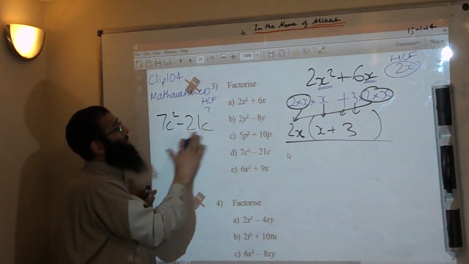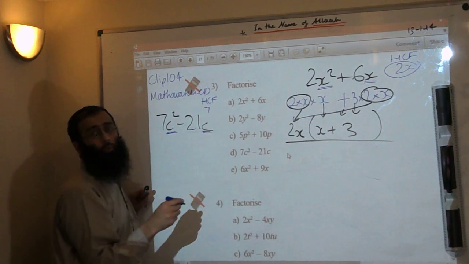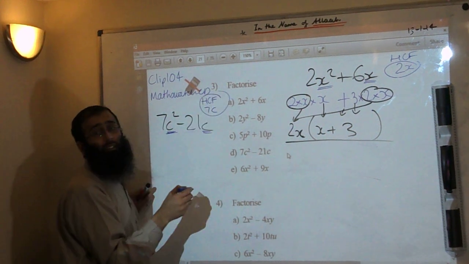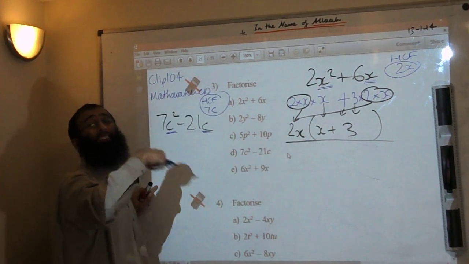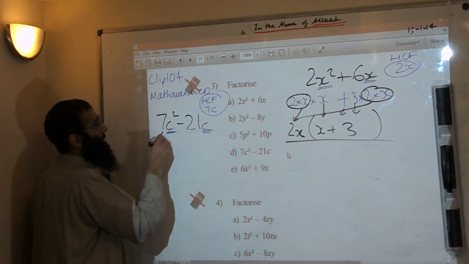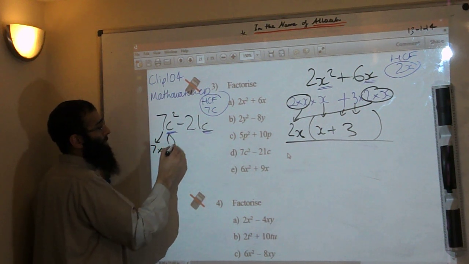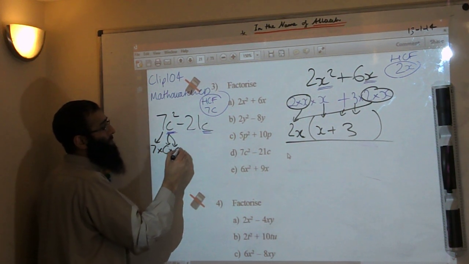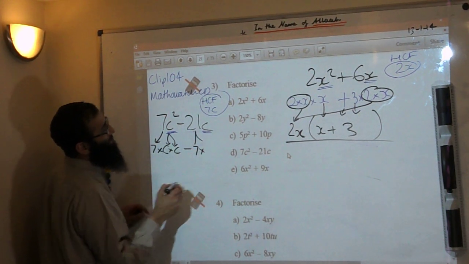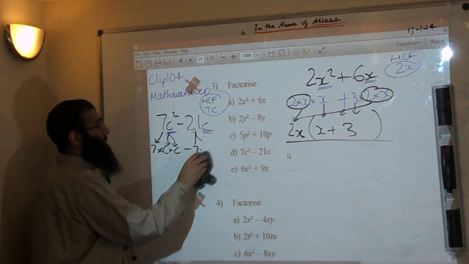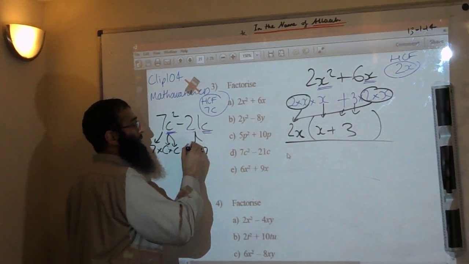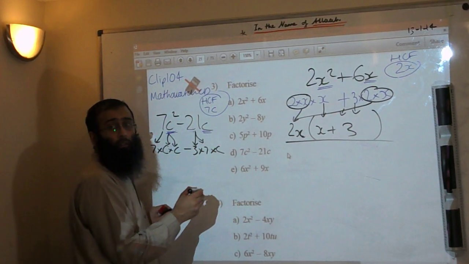Now look at the c squared and the c. What do they both contain? A c. So now the highest common factor is? Not 7, not c, but 7c. So let's start splitting them up. 7c becomes 7 times c times c. Minus 21 becomes 7 times 3. Actually, I'll put the 3 first because I want to do something in particular. 3 times 7 and then times the c.